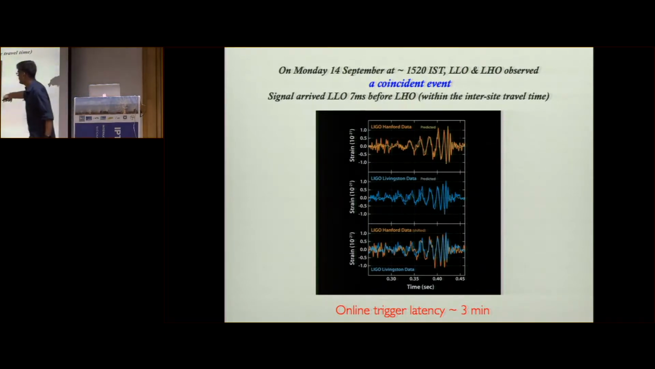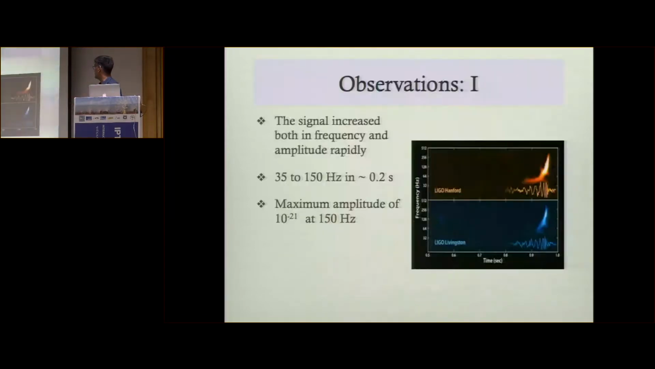This is the strain, which is of the order of a few times 10 raised to minus 21, and the time I'm talking about is 200 milliseconds. This event was picked up essentially with a latency of 3 minutes. What we are plotting here is frequency as a function of time. That's easy to visualize, and it's a time frequency plot. The signal increased both in amplitude and frequency, from 35 Hertz to 150 Hertz in 0.2 seconds. That's the 200 milliseconds I've been talking about. The maximum strain amplitude that you pick up from your interference pattern is around 10 raised to minus 20.